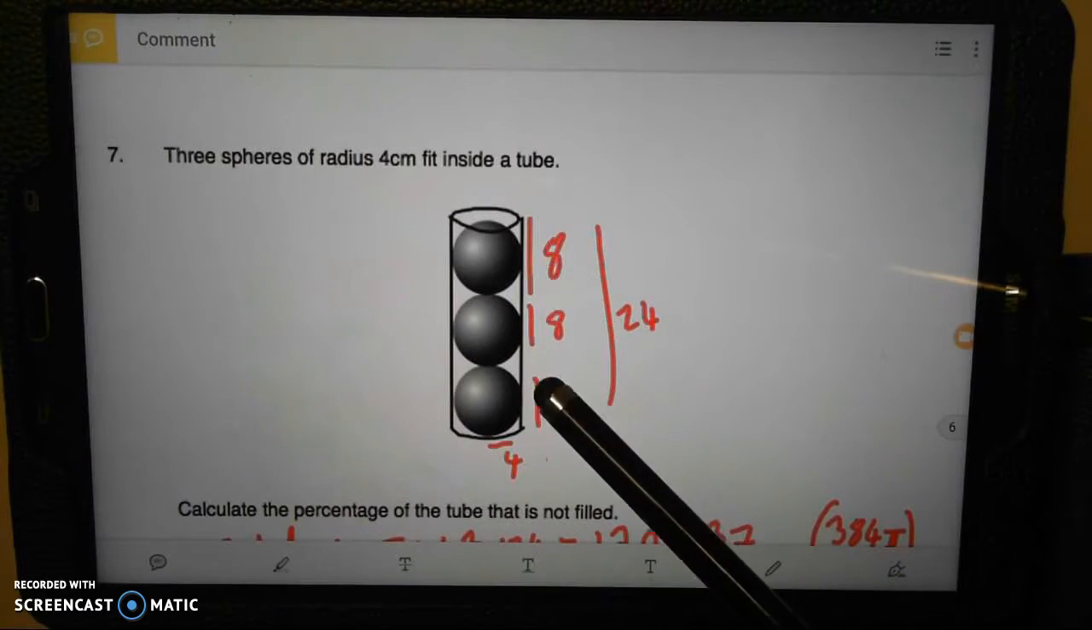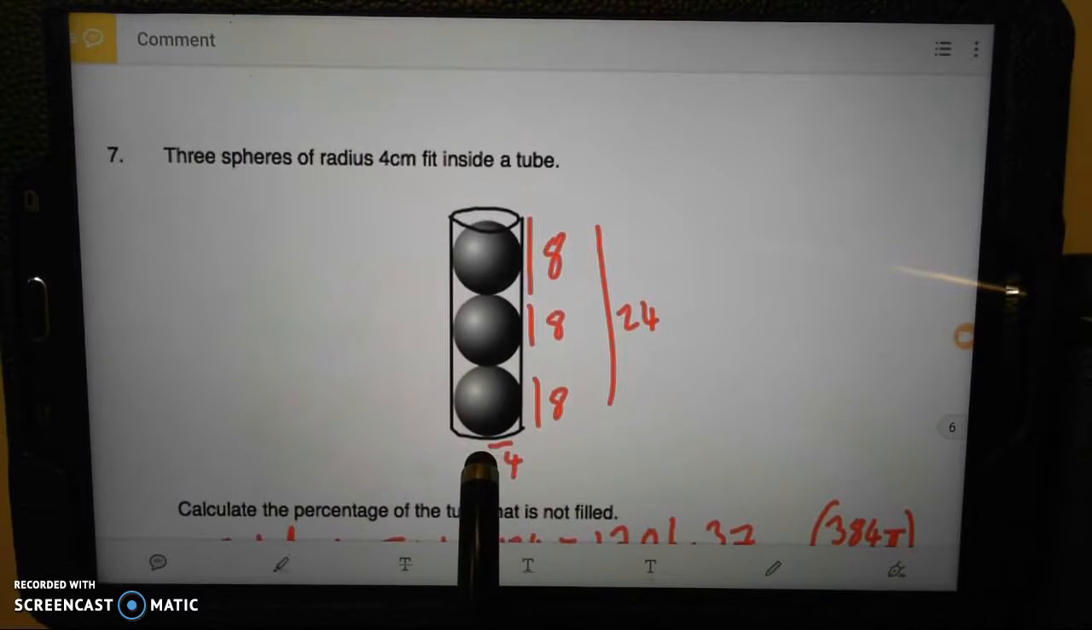So that means the height of the cylinder is 24 and the radius of the cylinder is 4, because the diameter from here to here is 8 and in the middle you have the radius which is halfway, which is 4, and the total radius is 4 in the question. So now we do know that information. The radius of the tube is 4 centimeters, and the height of the tube is 24 centimeters.